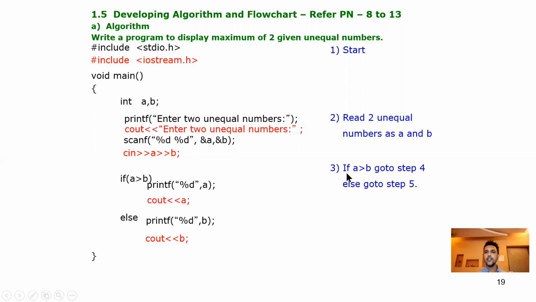Step number 3 says, if A is greater than B, go to step 4, else go to step 5. So can you take a guess what will be step number 4? Print A. Very good. Step number 5? Print B. Very good. So step number 4 is display A. You can also write print A, show A, it's okay. And then display B, step number 5. And finally, we will stop.